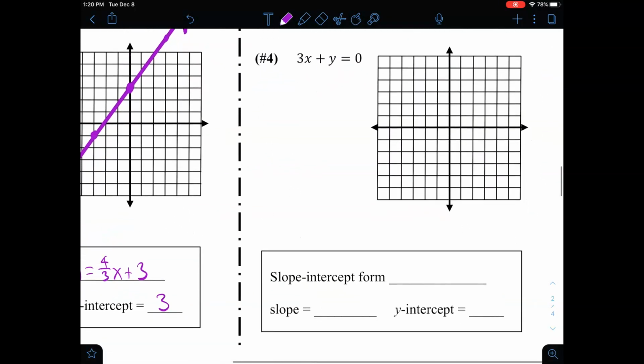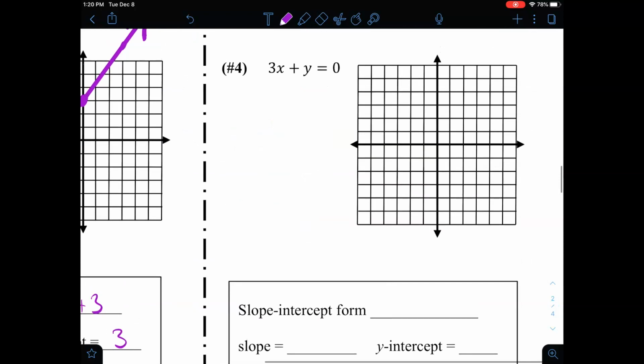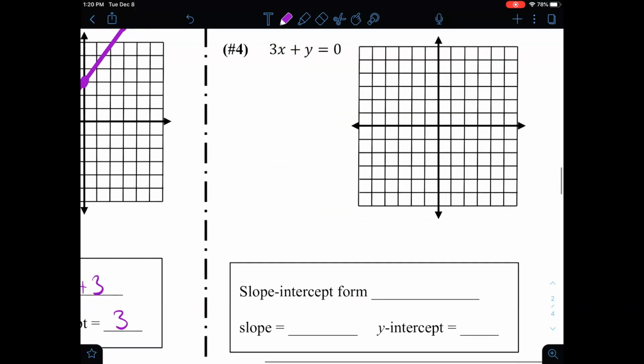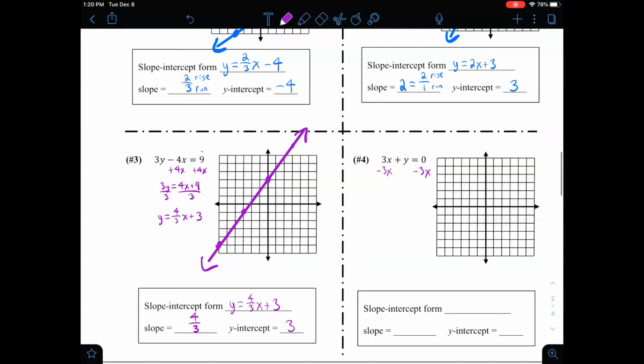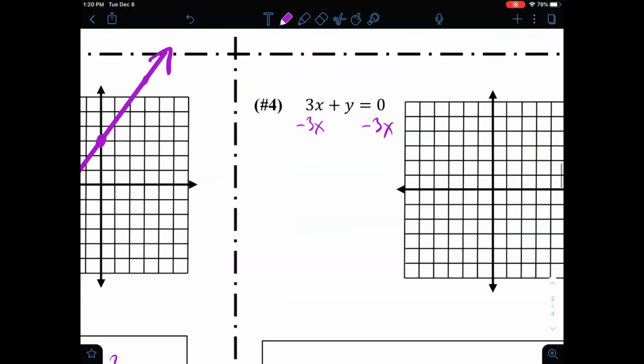All right, number 4, and then we gotta move on to the last section of the day here. 3x plus y equals 0. Is y by itself in slope-intercept form? It is not, so we need to get rid of that 3x. How do we get rid of that 3x? Well, we subtract 3x from both sides. I forgot to mention this 9 and 4x do not combine. They are not like terms. 9 does not have an x, so just be careful with that.